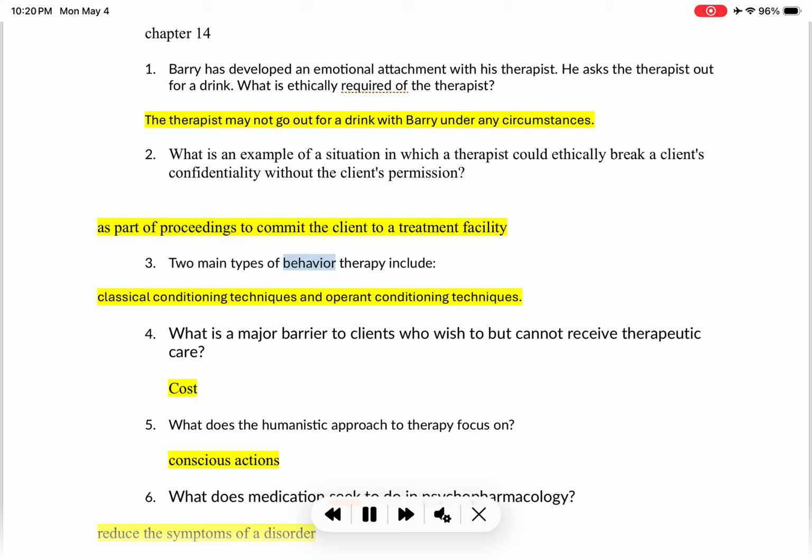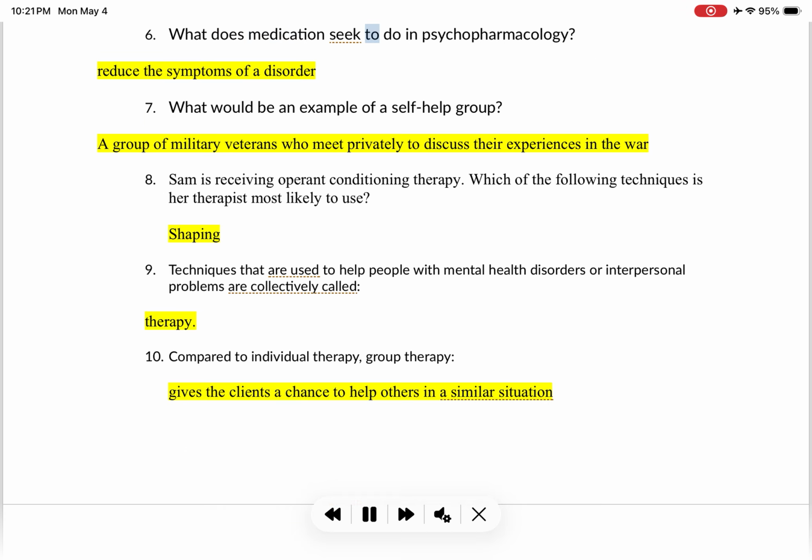Two main types of behavior therapy include classical conditioning techniques and operant conditioning techniques. What is a major barrier to clients who wish to but cannot receive therapeutic care? Cost. What does the humanistic approach to therapy focus on? Conscious actions. What does medication seek to do in psychopharmacology? Reduce the symptoms of a disorder.